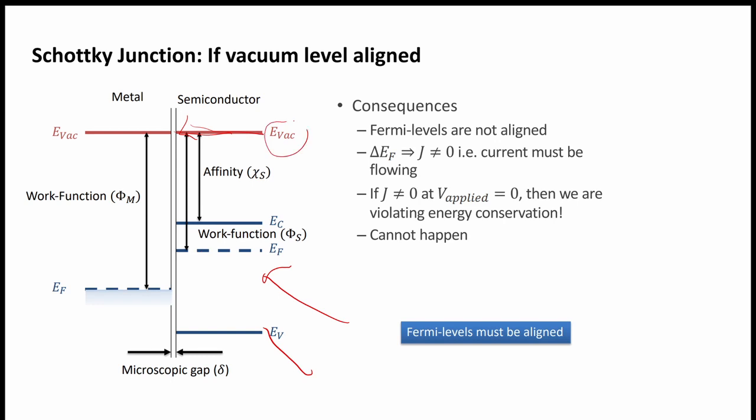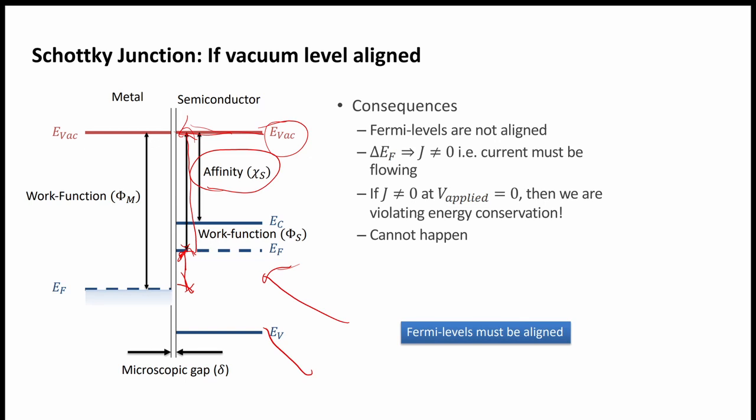Just suppose the vacuum levels of both the metal and the semiconductor are aligning. The thing that cannot change is the electron affinity. At this position, this is the work function of the semiconductor. Now we can see there is a gap between the Fermi level of the metal and the Fermi level of the semiconductor.